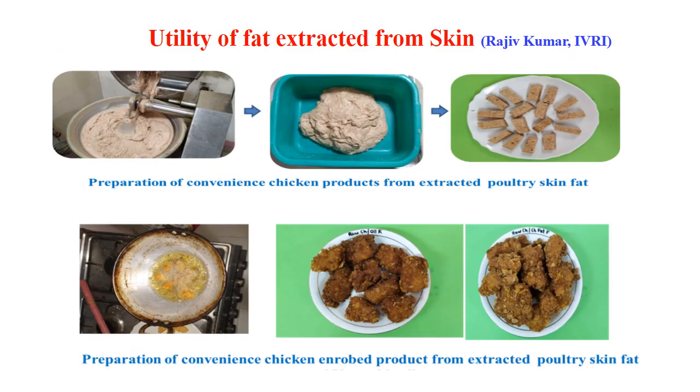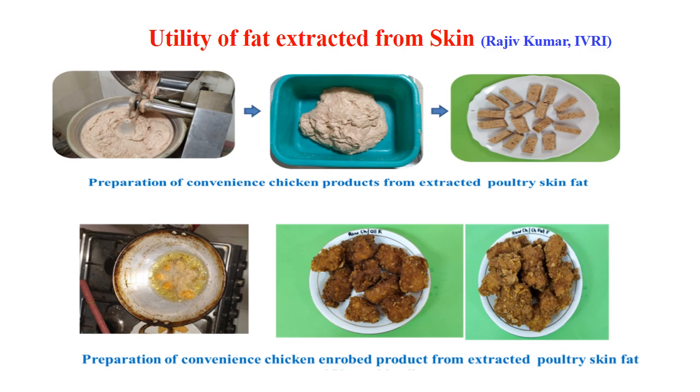Now the fat extracted from the rendering of skin, if it is separated, can be used directly in the making of batter, like chicken batter or emulsion, to prepare emulsion type products. The fat-free portion also can be used separately as collagen, and that can add protein either way. And this pure fat can be used for cooking purposes or frying purposes of different products.